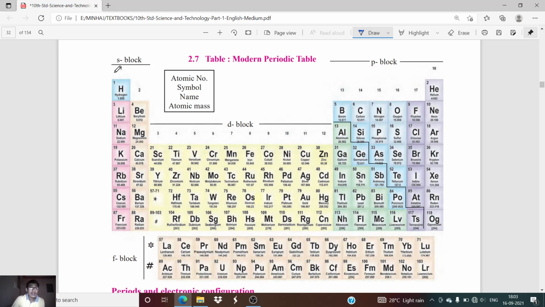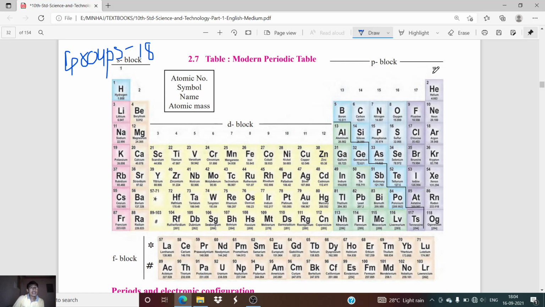Now you can see there are vertical columns. In all, 18 columns are there, and these columns are called groups. So all the 18 columns are nothing but the groups of the modern periodic table. A question may come in the examination: how many groups are there in the modern periodic table? The answer is 18 groups. So group 1, 2, 3 and so on till 18.